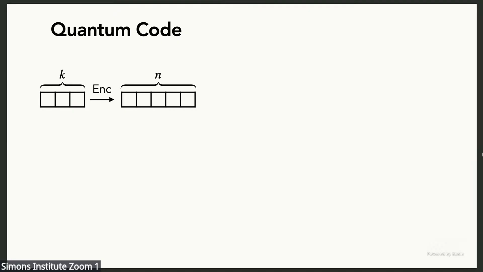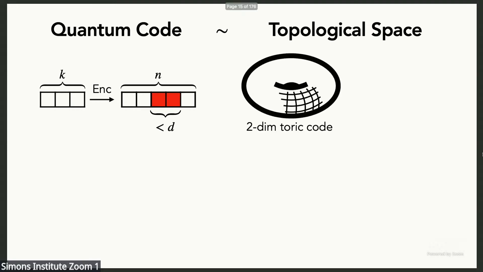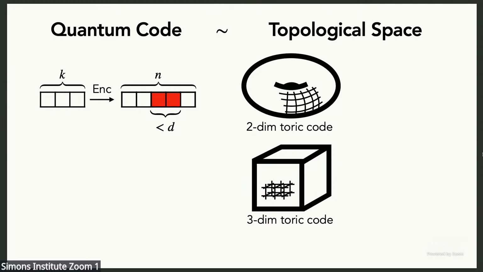So quantum codes in general encode some number k of logical qubits into some number n of physical qubits, such that if we corrupt up to some number d of the physical qubits, we can run a recovery map and recover the original message. So in general, we can view quantum codes as topological spaces, such as a 2-dimensional torus for the 2D toric code or a 3-dimensional torus for the 3D toric code.